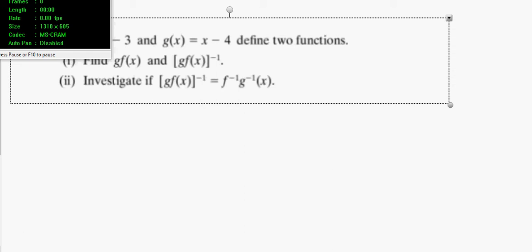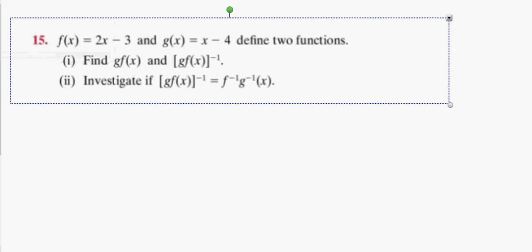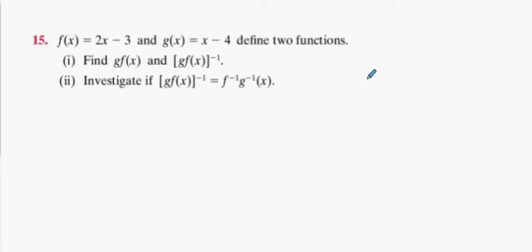So what we have here is the following. We have f of x and g of x. Happy days, right? Find gf of x and then find (gf of x) inverse. Now this all comes back to the following property, okay? Here's the property I want you to discuss, alright?